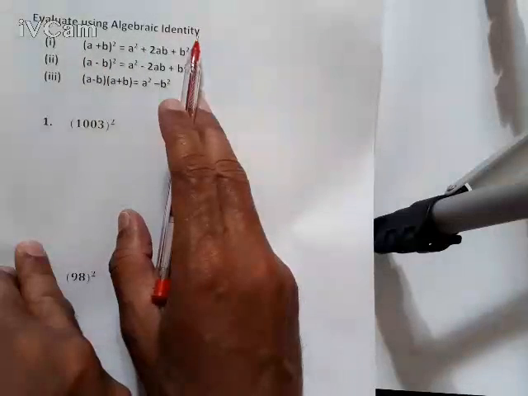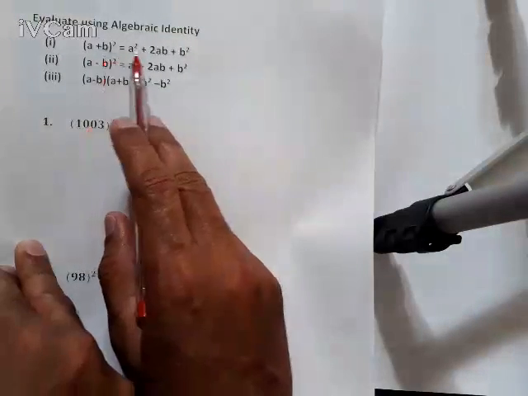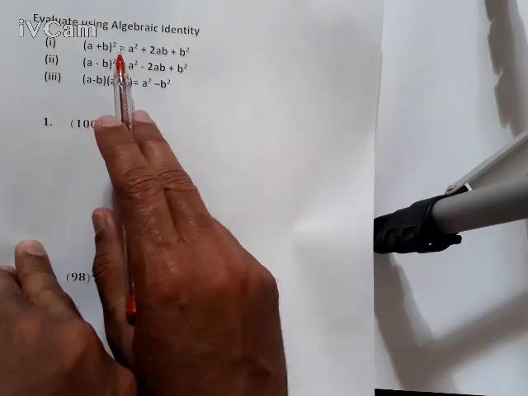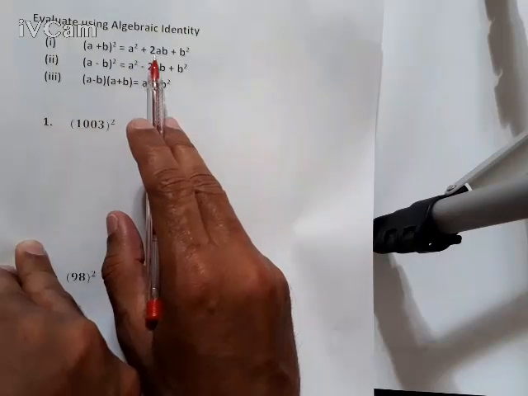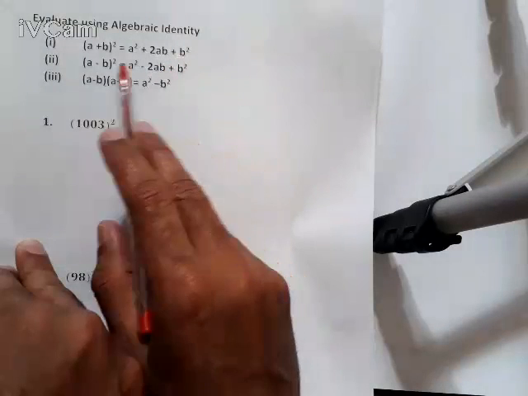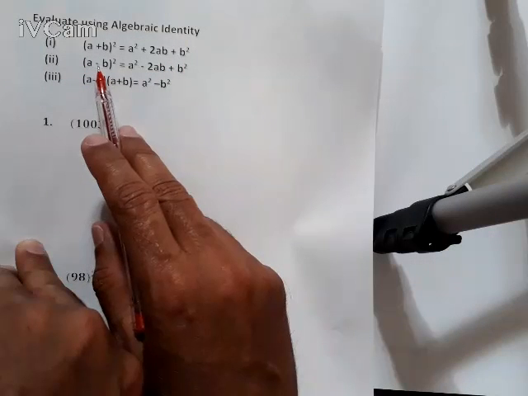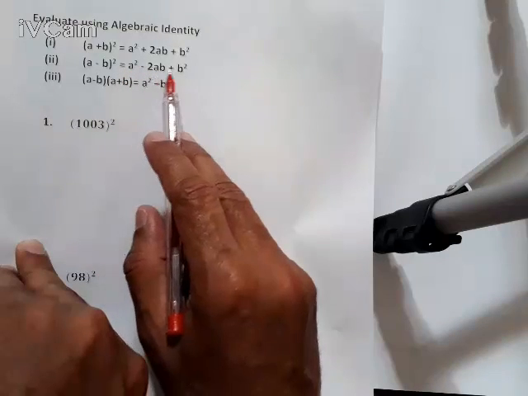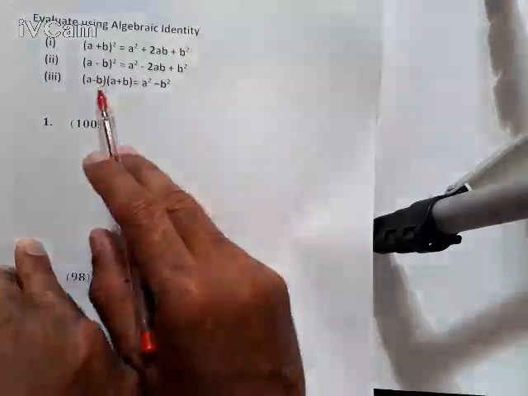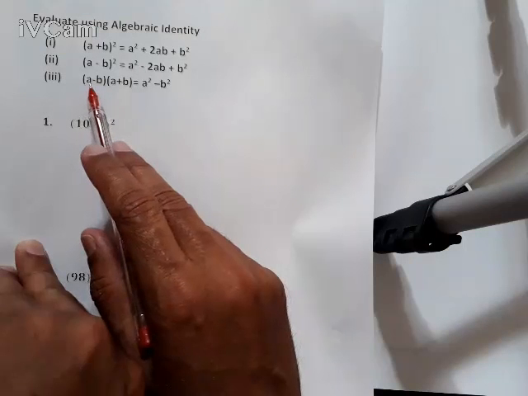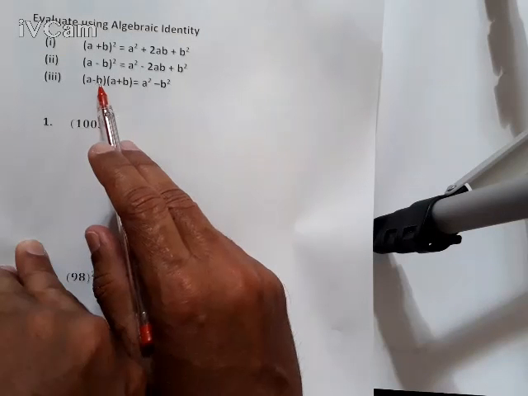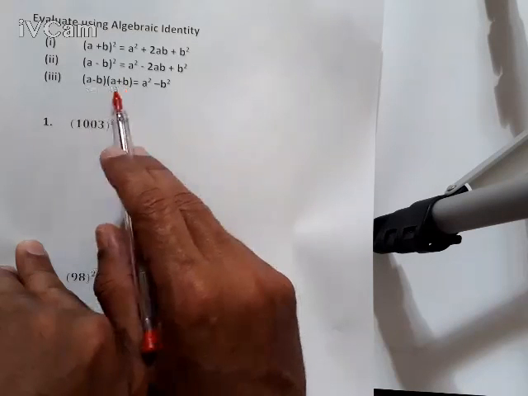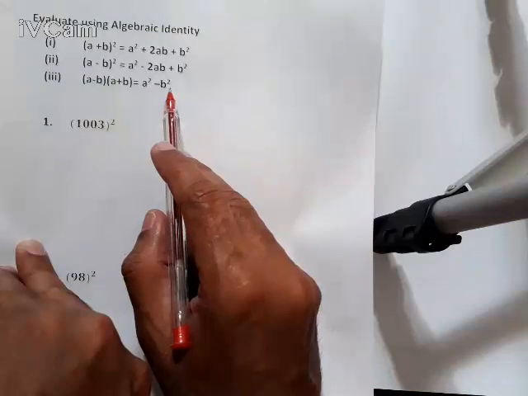Evaluate using algebraic identities. Now here we have three algebraic identities: (a plus b) whole square, which is equal to a square plus 2ab plus b square. Second algebraic identity is (a minus b) whole square, which is equal to a square minus 2ab plus b square. And the third algebraic identity is, inside the bracket a minus b and another bracket a plus b, and after the product we have a square minus b square.